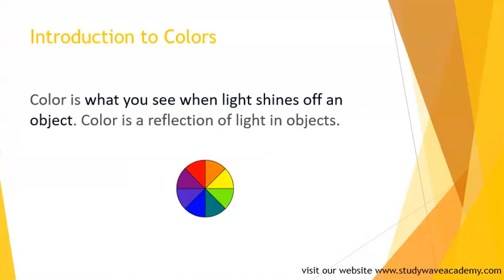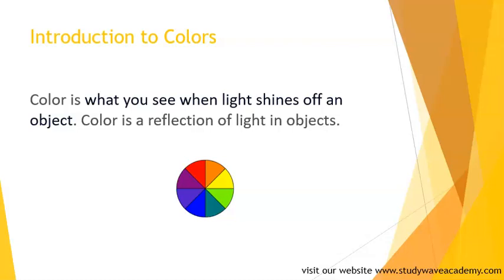Color is what you see when light shines off an object. Color is a reflection of light in objects, okay? Color is the reflection of light in objects.